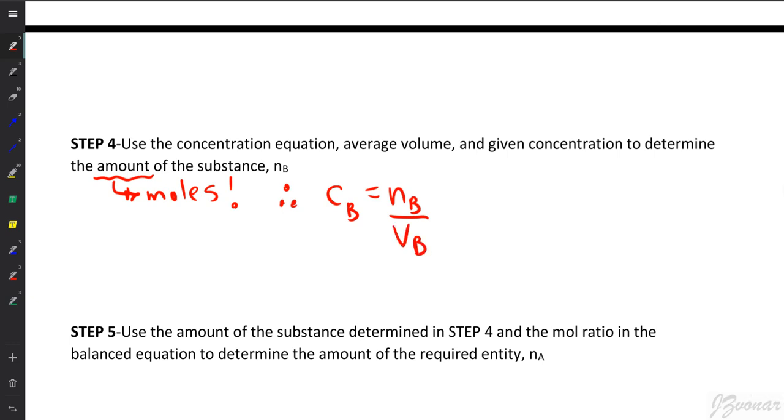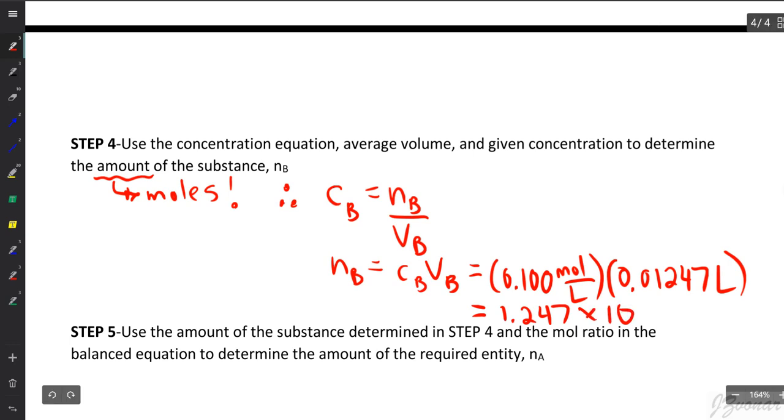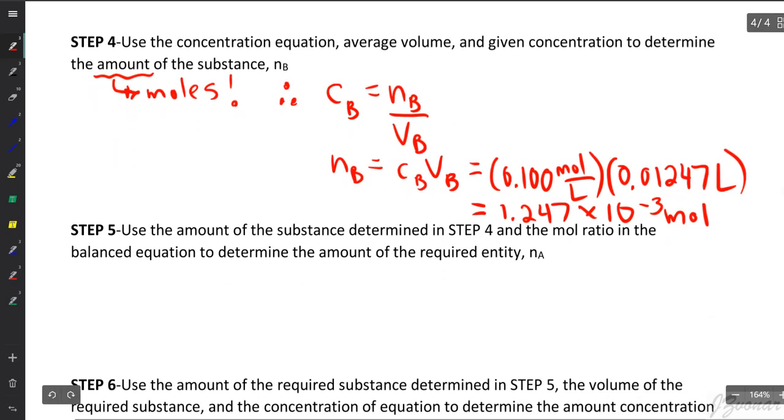Okay, so if we're going to find our moles, rearranging our equation, it equals CBVB. And so I'm going to plug that in. I know the concentration is 1.1 moles per liter, and I've got 0.01247 liters. And when I work that all out, I get 1.247, keeping an extra decimal place there, times 10 to the negative 3 moles. Okay, so now I've got my number of moles of my known base.